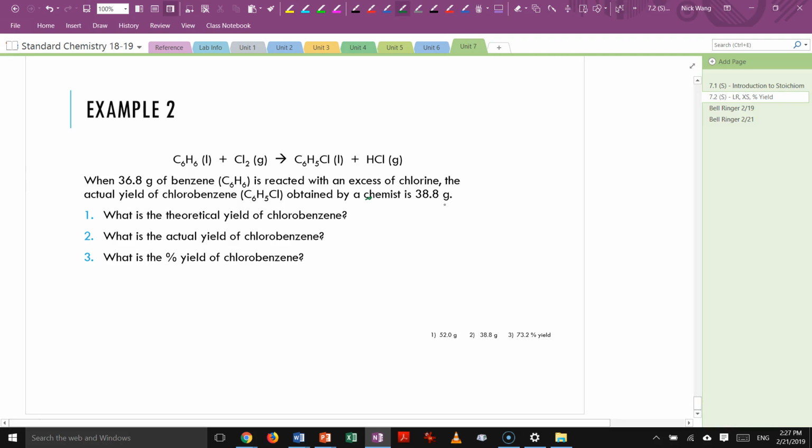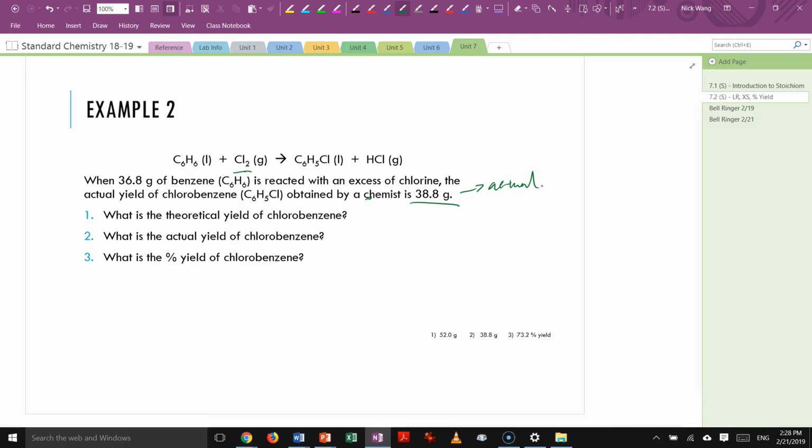So based on the work, we're saying that we have 36.8 grams of this. They're saying that there's an excess of chlorine, so there's a lot of chlorine around. That's going to produce this product right here, and then some amount of this. But the important thing is the focus right here. So basically what they're saying is that 38.8 grams represents your actual yield. Okay.